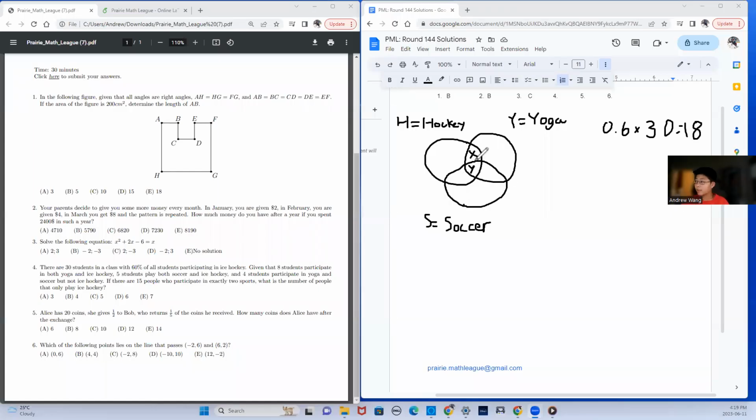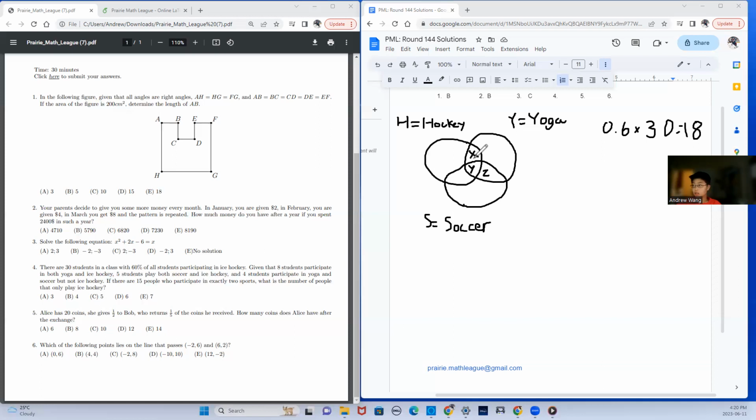So X is the amount of people who only choose to do hockey and yoga and not soccer. Now we'll set another thing as Z. So Z over here is the amount of people who participate in yoga and soccer, but not ice hockey. So they're only in that part.